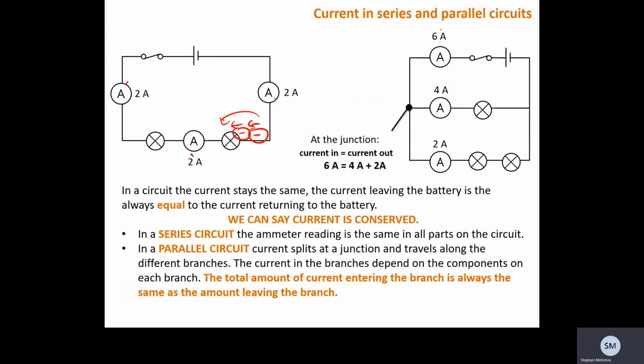In a parallel circuit, though, we can get different amounts of current. At this junction here, there can be a split of the amount of coulombs per second.